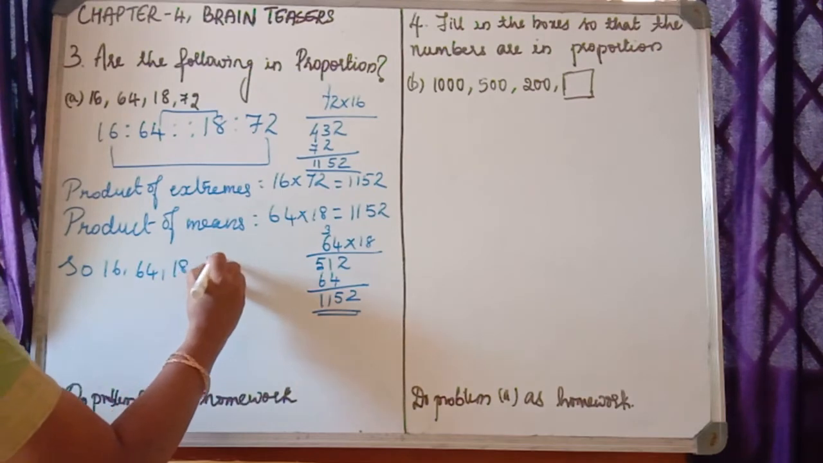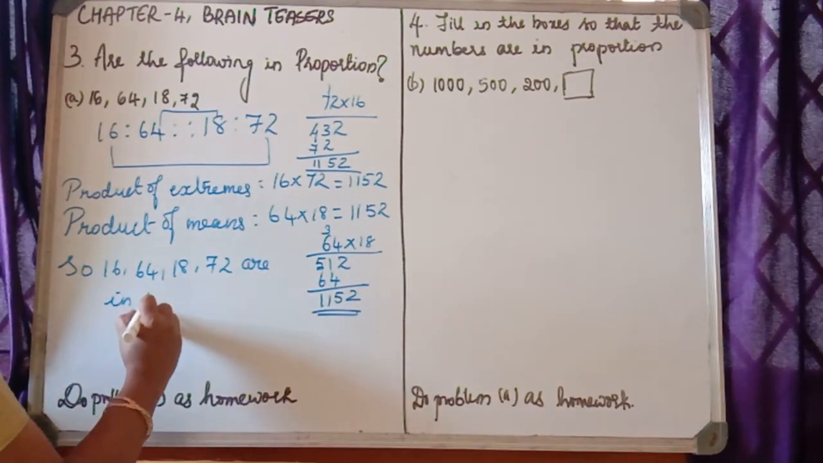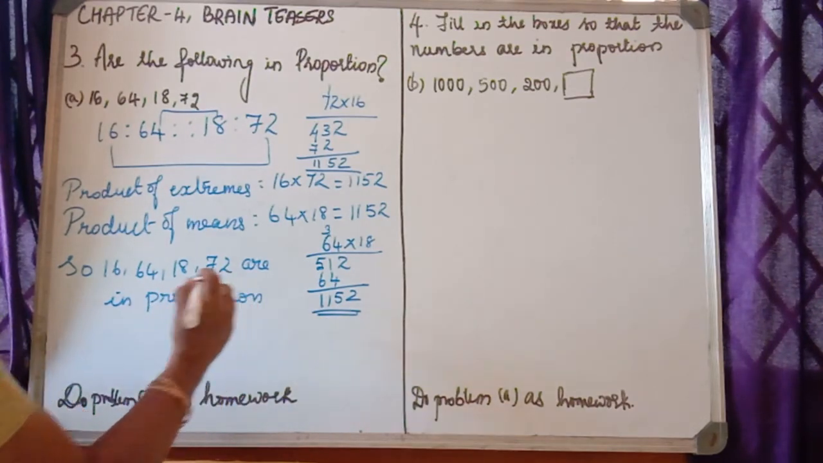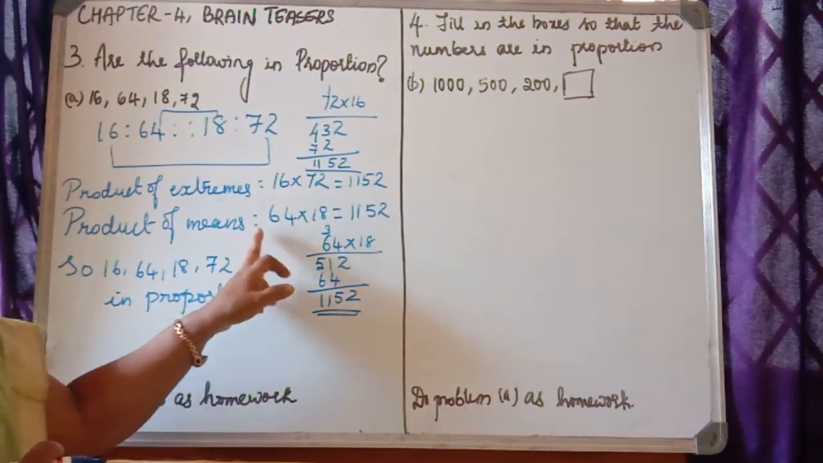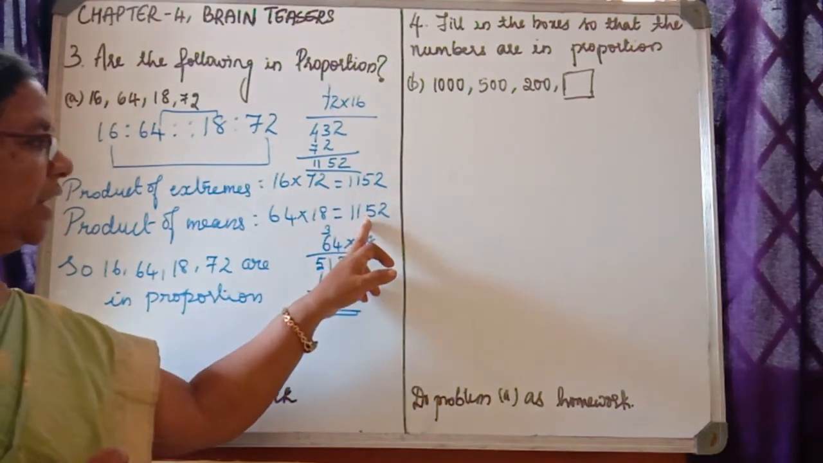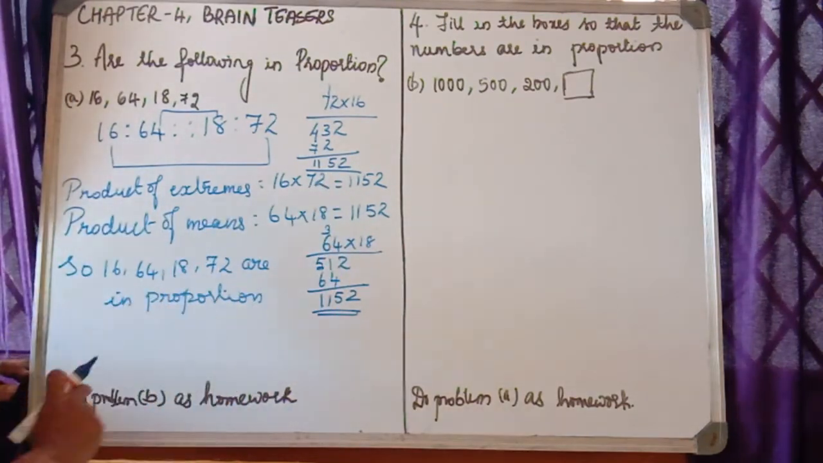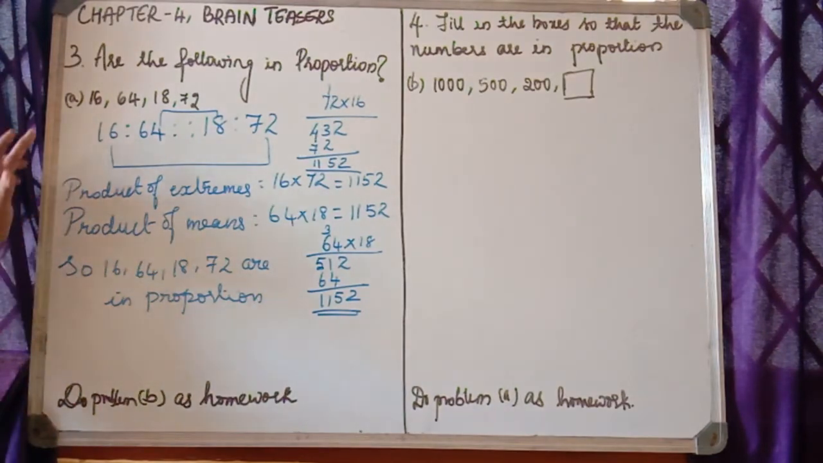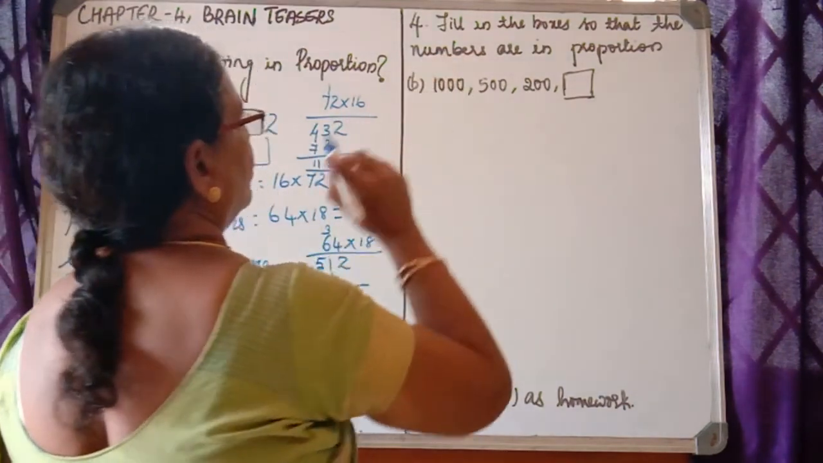So 16, 64, 18, 72 are in proportion. Why are they in proportion? Because the product of extremes is 1152. Product of means is also 1152. Both are the same. So these numbers are in proportion. We have already done so many sums in the worksheets. So out of 2 sums, I gave the second sum as your homework. Do it by yourself. Now we'll move to the fourth one.